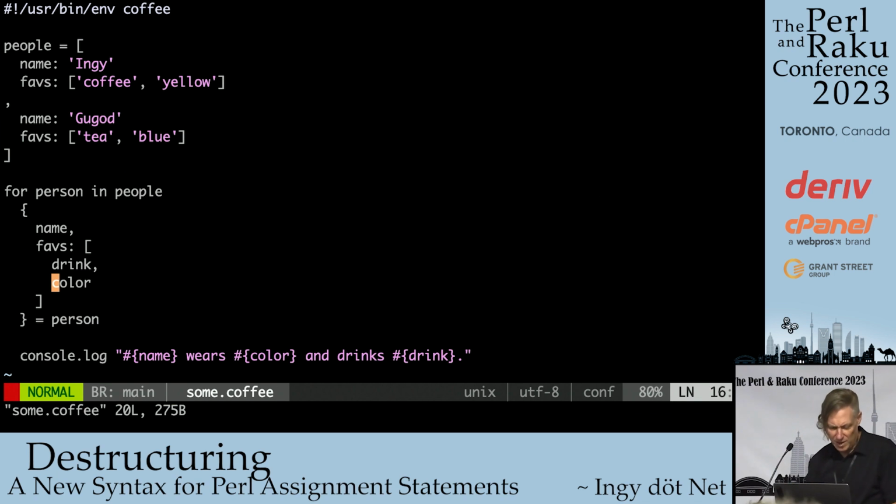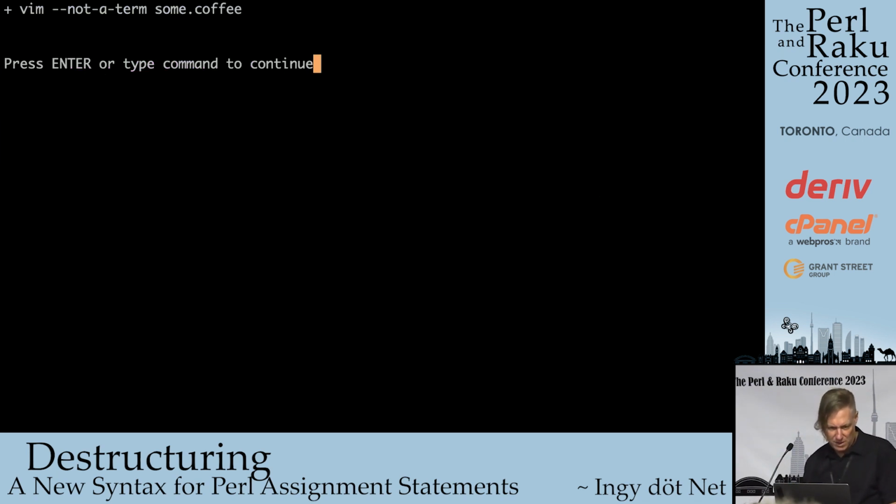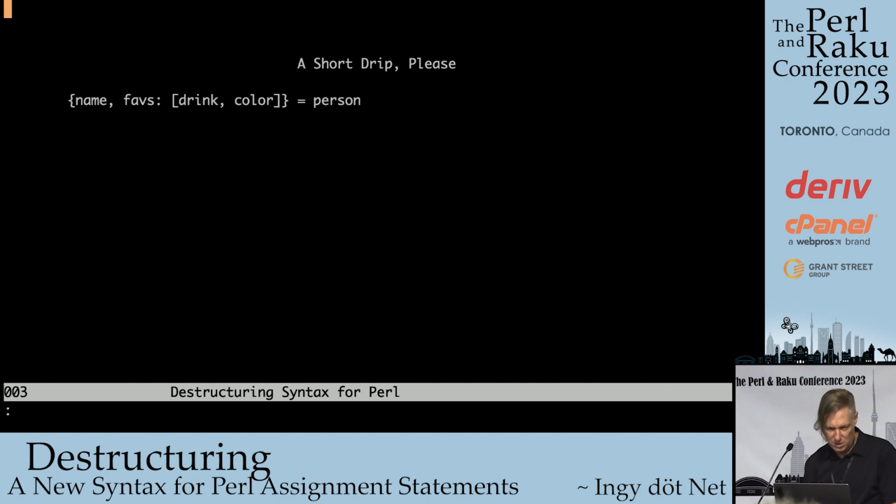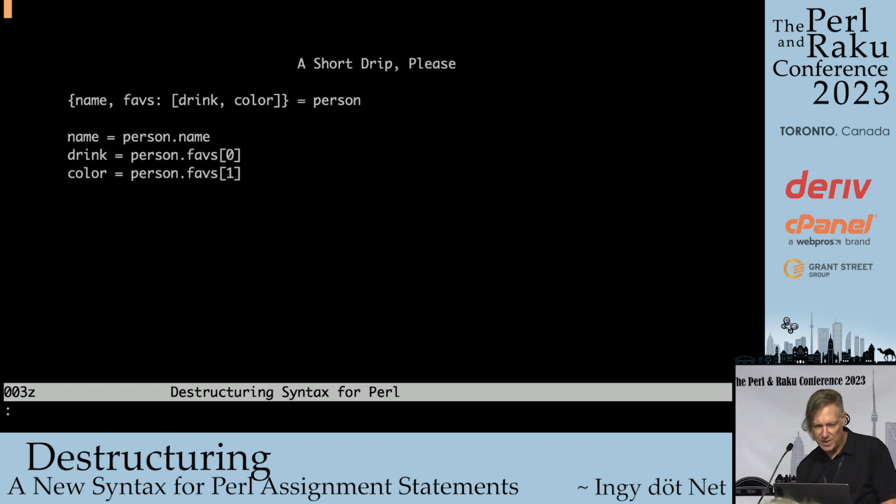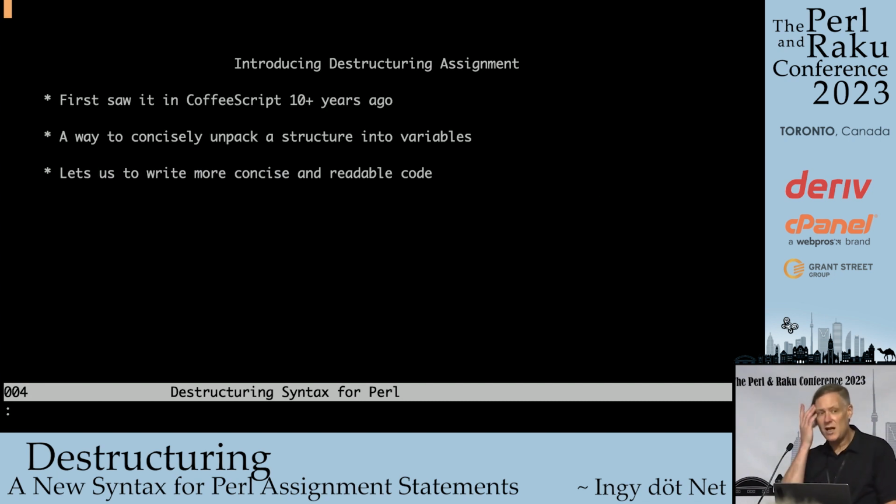And it works. So there's it in one line. I'm pulling out 2 keys, name and faves, and then the first 2 elements of faves out of person. So the code it's replacing is code like this in one line instead of 3. This is called destructuring assignment, and I first saw it in CoffeeScript 10 years ago. It's a way to concisely unpack a structure into variables, and lets us write more concise and readable code.